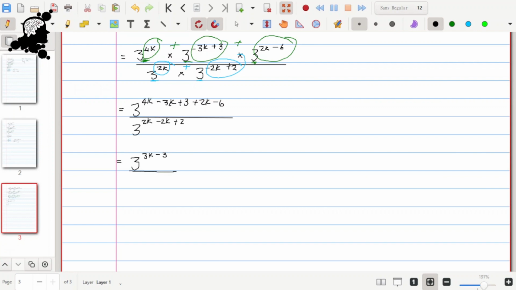Divided by 2k minus 2k, this is going to cancel out. We remain with 3 to the power 2. Now, once again, as we said, we are dividing numbers of the same base. Whenever we divide numbers of the same base, we take the exponents and subtract them. So this is going to be equal to 3 to the power 3k minus 3 minus 2. This is just going to give you 3 to the power 3k minus 5. And this is your final answer.